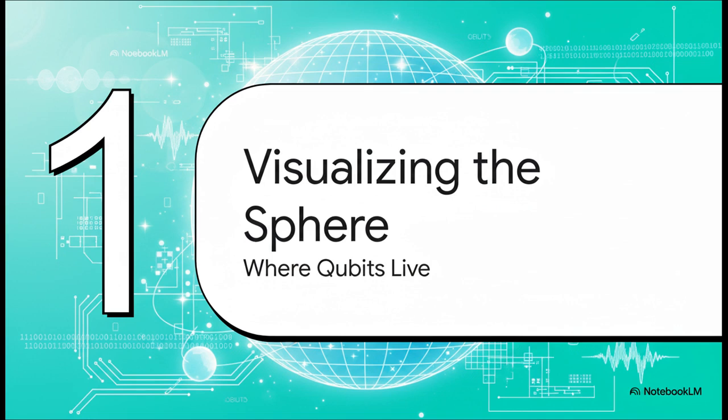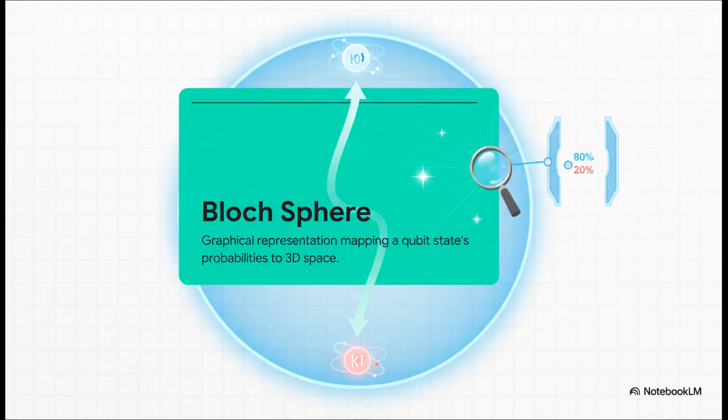Visualizing the sphere. So what actually is the Bloch sphere? Basically, think of it as a graphical, three-dimensional representation of a qubit state. The most important thing to grasp right off the bat is the vertical layout. Right at the very top, the North Pole, we have the Ket 0 state. And all the way at the bottom, down at the South Pole, we have the Ket 1 state.